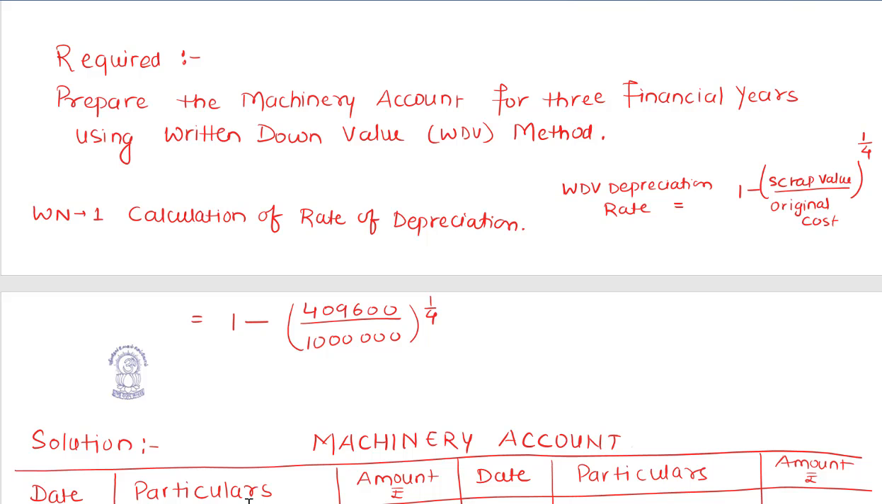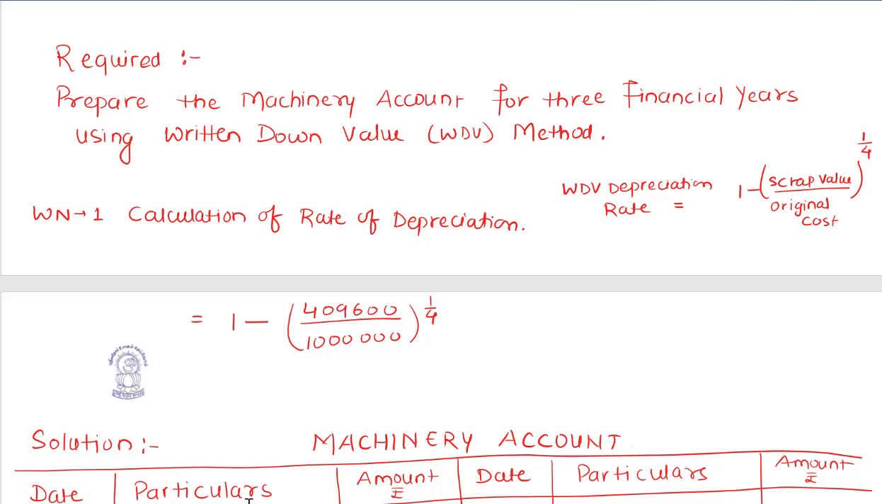Kindly type on your calculator 4,09,600 divided by 10 lakh equals. The figure that is flashing on your calculators is 0.4096. I repeat, 4,09,600 divided by 10 lakh equals 0.4096. This figure is there on your calculator screen.